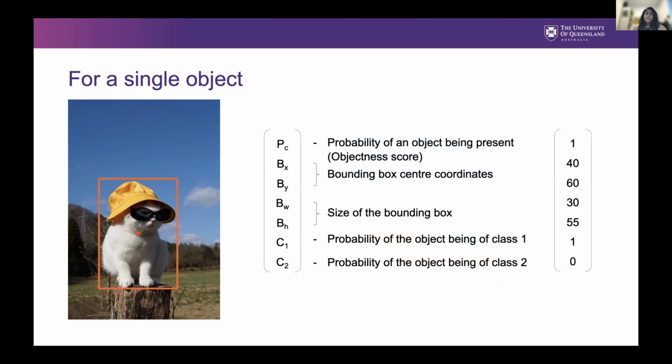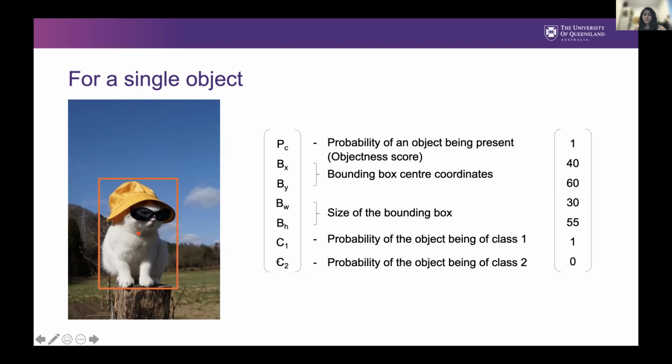And now what I'm talking about is how YOLO works. For a single object, how we encode this information for YOLO is with this array of numbers, right? So we have 7 numbers. The first one is the probability of an object being present in the particular image. We call this an objectness score. And then the next 4 numbers are related to the bounding box. We provide it with the center coordinates as well as the size of the bounding box.